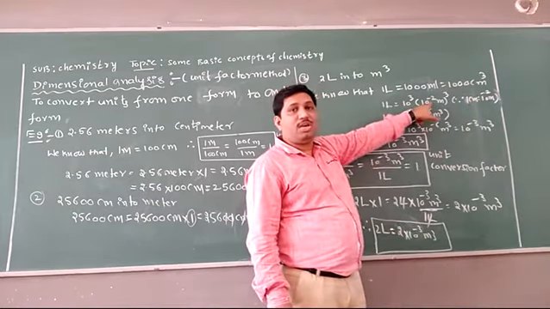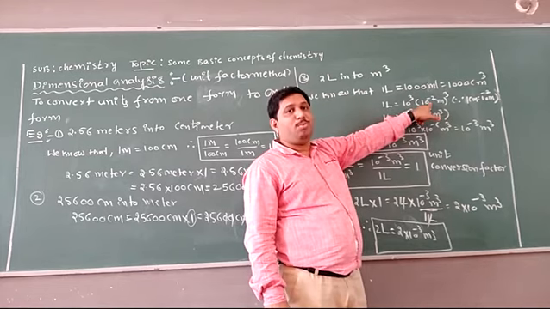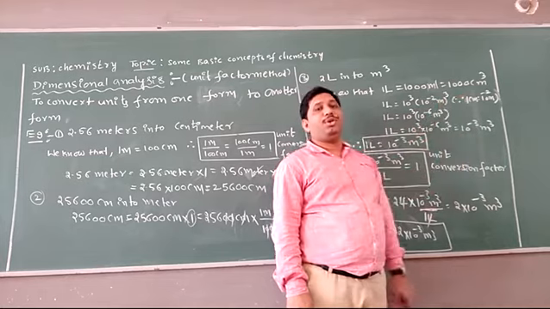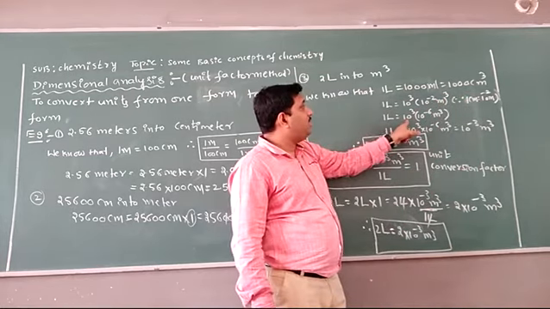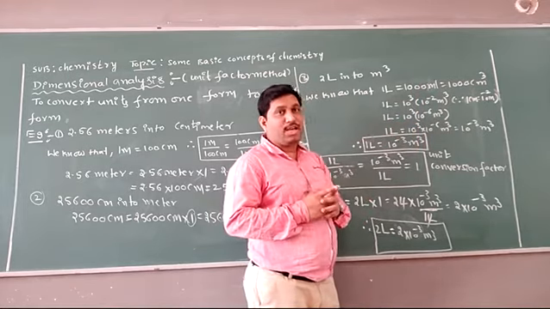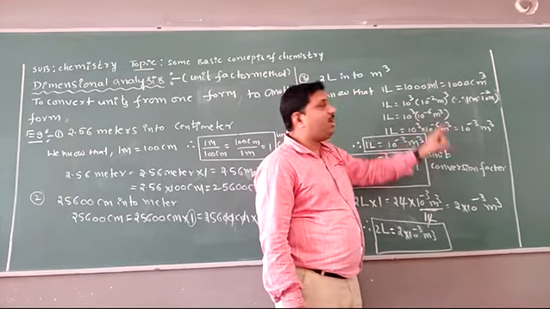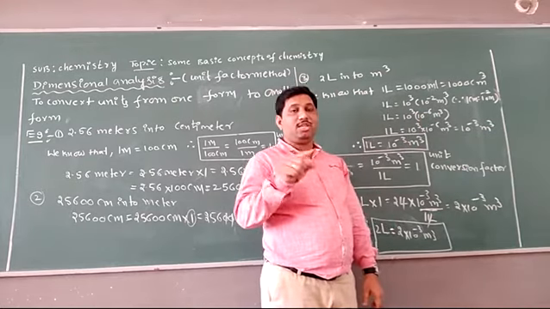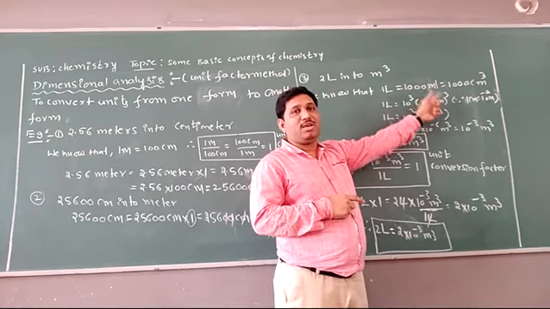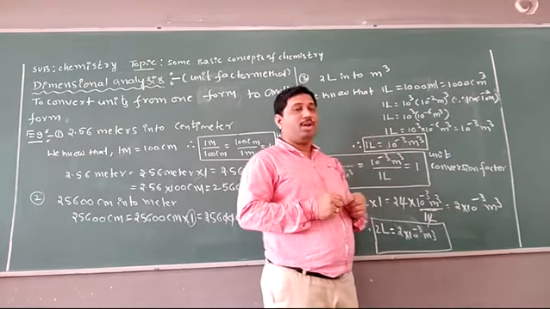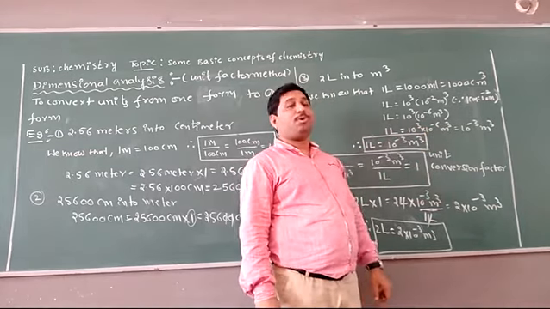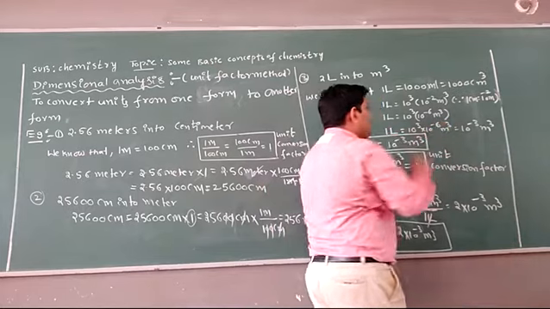In the place of centimeter cube, I am substituting 10 to the power of minus 2 whole cube. Therefore, 10 cube into 10 to the power of minus 2 meter whole cube can be written as 10 to the power of minus 6 meter cube. Why? Because 10 to the power of minus 2 whole cube is nothing but 10 to the power of minus 6, and meter whole cube is nothing but meter cube. Therefore, 10 cube into 10 to the power of minus 6 meter cube.